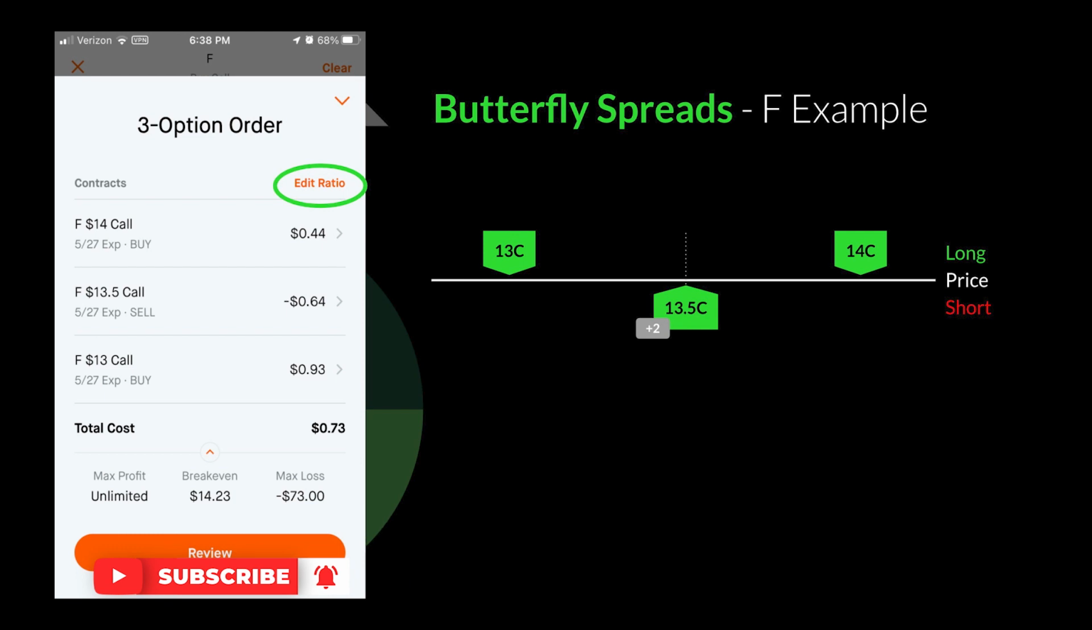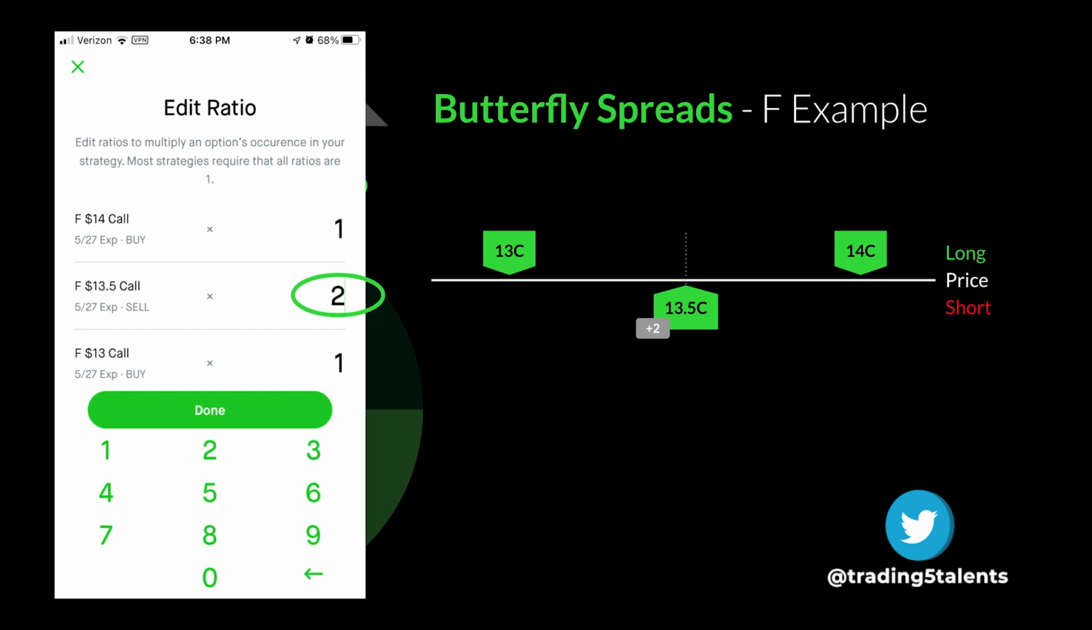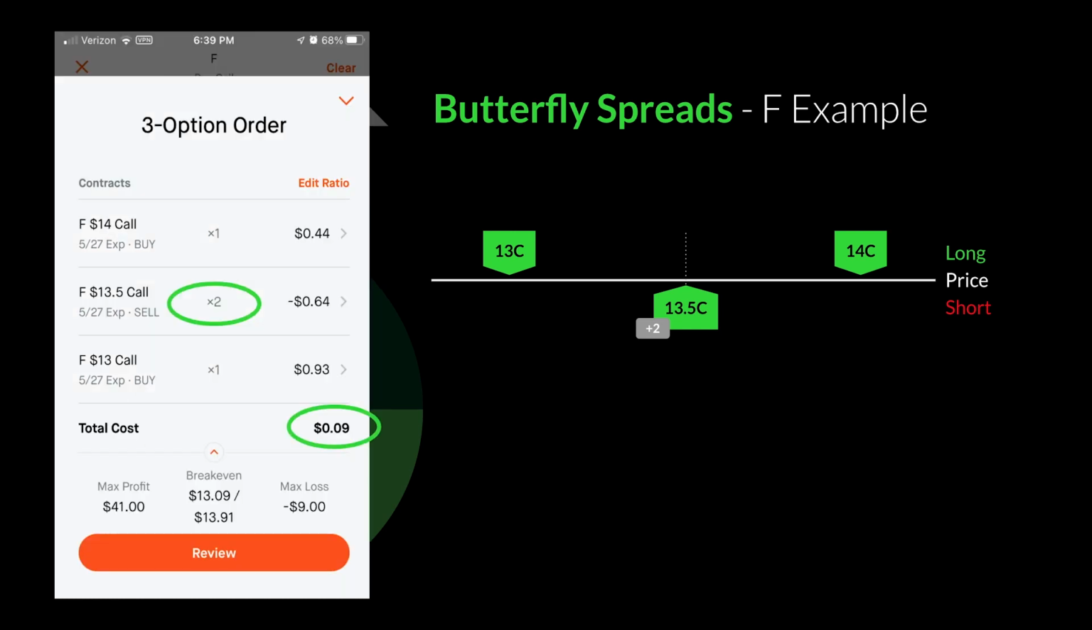You can see circled here. And when you edit that ratio, you would select your body of your butterfly. So these are the 2 short calls or the sell calls, and you would just simply make that a 2. So here's our ratio of 1 to 2 to 1. 1 buy, 1 sell, 1 buy. And then once you do that, it will come up as a 3-option order. So this is the butterfly spread. And you see that we have circled that there are 2 of the short wings.